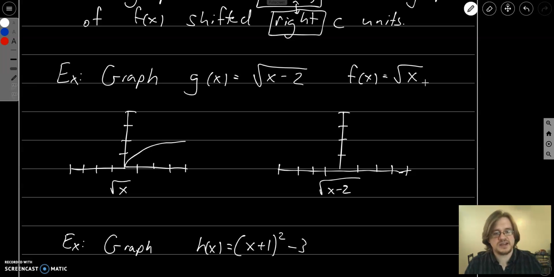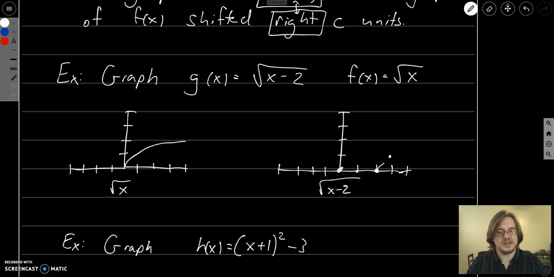Now, if I subtract 2 from the x values and plug them in, what will end up happening? Well, if I plug in a 0, 0 minus 2 is negative 2, and we can't take the square root of a negative number. If I plug in 1, 1 minus 2 is also a negative number, so I can't take the square root of that. If I plug in 2, 2 minus 2 is 0, and the square root of 0 is 0. If I plug in a 3, 3 minus 2 is 1, and the square root of 1 is 1.